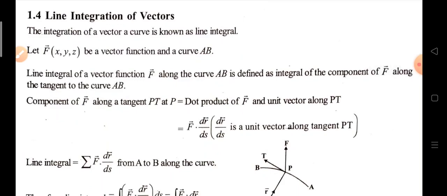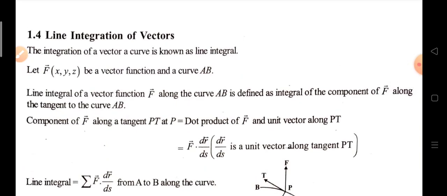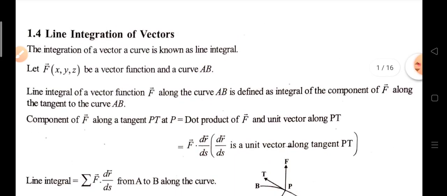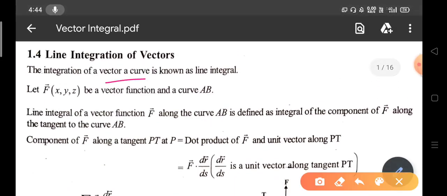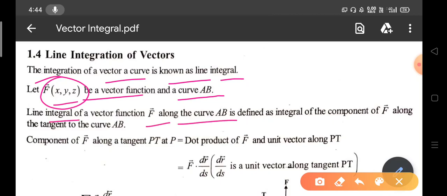So first we shall discuss the line integration of vectors. So what is the line integration? The line integration, or integration of a vector along a curve, is known as the line integral. Suppose we are taking a vector f, which is dependent on x, y, z, that is, dependent on the three-dimensional coordinates. So it is a vector function and we are taking a curve AB. What is the line integral of a vector function f along the curve AB? It is defined as the integral of the component of f along the tangent to the curve AB.